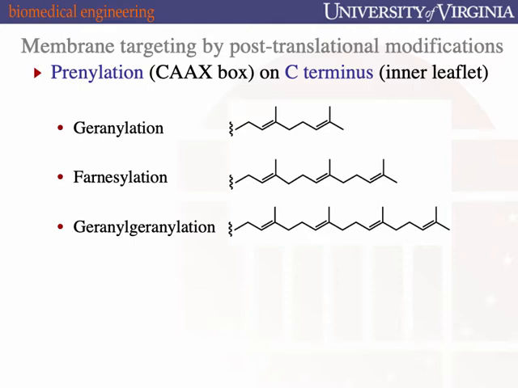There are different forms of prenylation that are defined by the number of prenyl groups that are concatenated together. If there are two prenyl groups, it's called geranylgeranylation. If you have three prenyl groups, it's called farnesylation. And heaven forbid you should have four prenyl groups, because then it's geranylgeranylation.